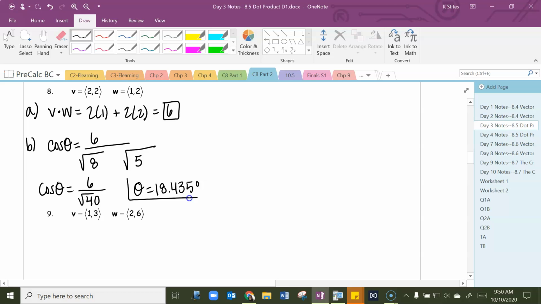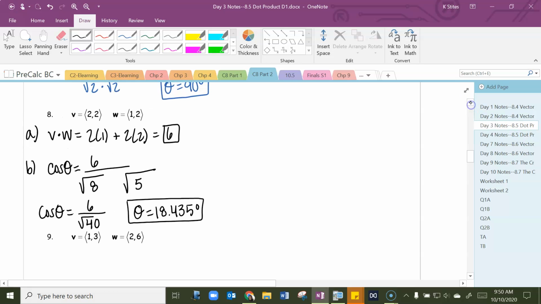All right, well, if our vectors are parallel, the angle should be 0 degrees. If our vectors are orthogonal, theta should be 90 degrees. This is clearly neither of those, so it's neither parallel or orthogonal. So we're just going to write neither for letter C.